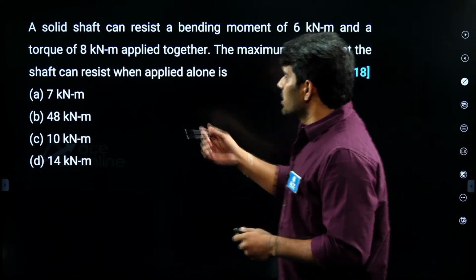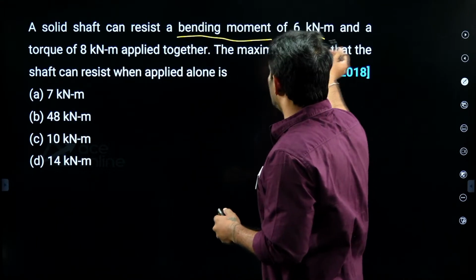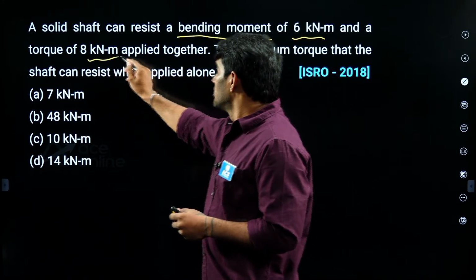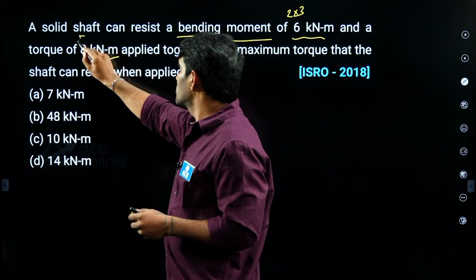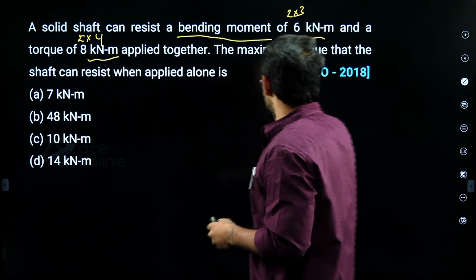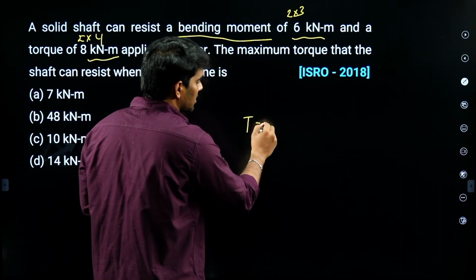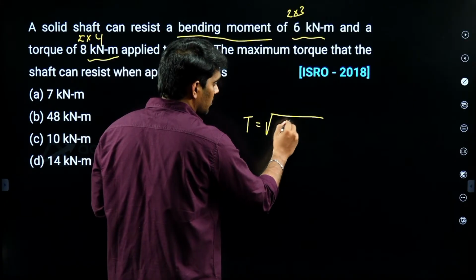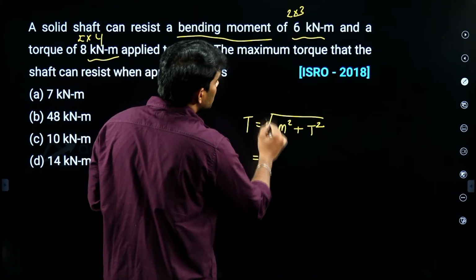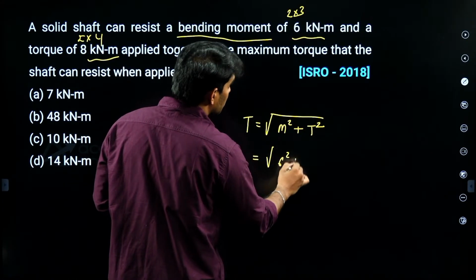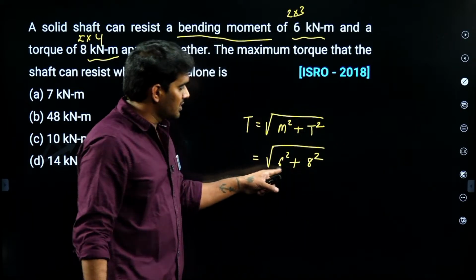Now here you can notice the solid shaft can resist a bending moment of 6 kilonewton meter and a torque of 8 kilonewton meter. This is a multiple of, see, this is 2 times 3 and this is 2 times 4. Now here we can notice that the twisting moment, the maximum torque that the shaft can resist is, T equals under root M square plus T square. So under root 6 square plus 8 square. These two are 3 square plus 4 square.